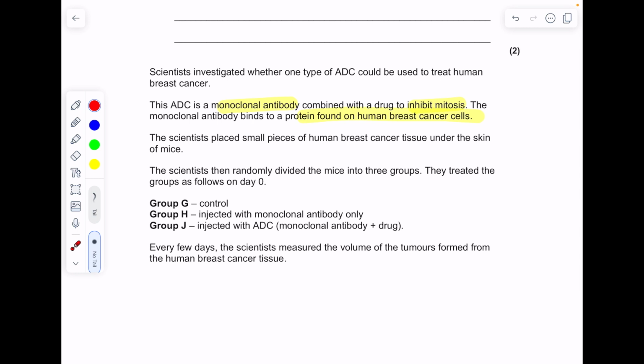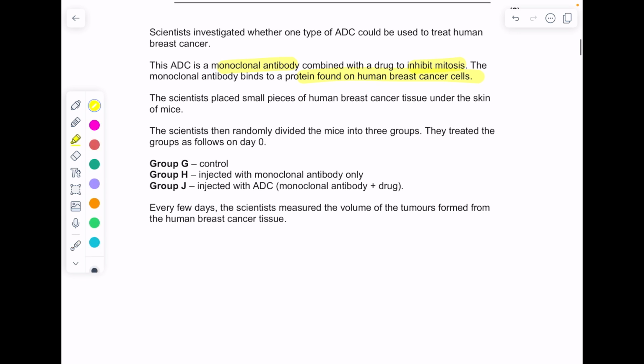The scientists placed small pieces of human breast cancer tissue under the skin of mice. The scientists then randomly divided the mice into 3 groups. They treated the groups as follows on day 0. Group G was our control. Group H was injected with monoclonal antibody. Group J was injected with ADC. So that's the monoclonal antibody plus the drug.